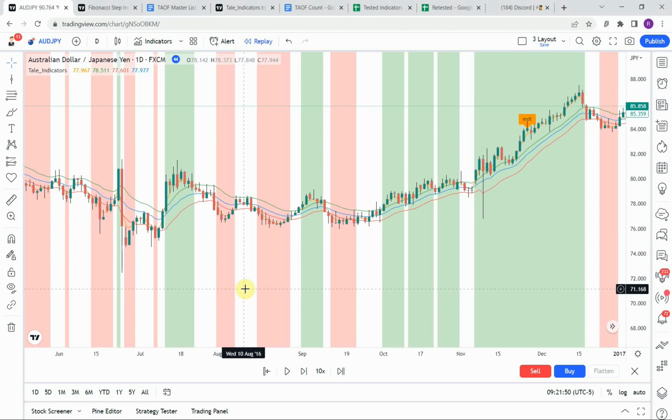Today we will be looking at an advanced testing of the tail indicator.